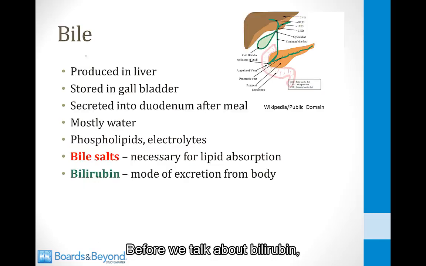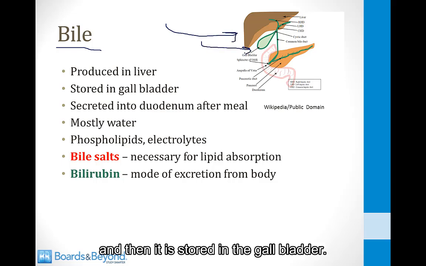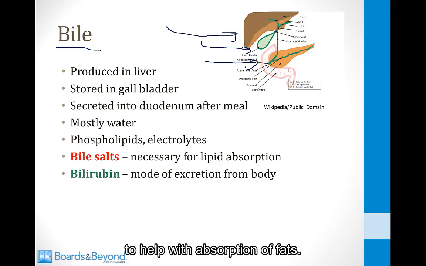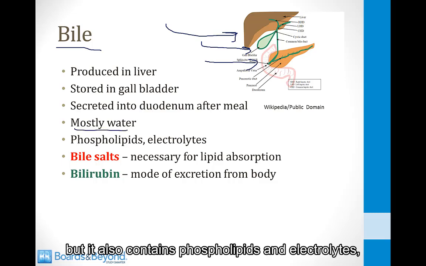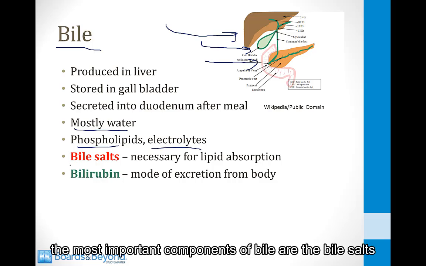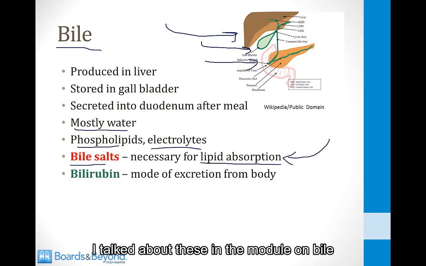Before we talk about bilirubin, let's review the topic of bile. Bile is produced in the liver and then it is stored in the gallbladder. Then it's secreted into the duodenum after meals to help with absorption of fats. Bile is made up mostly of water, but it also contains phospholipids and electrolytes. And from a physiology point of view, the most important components of bile are the bile salts, which are necessary for lipid absorption. I talk about these in the module on bile.